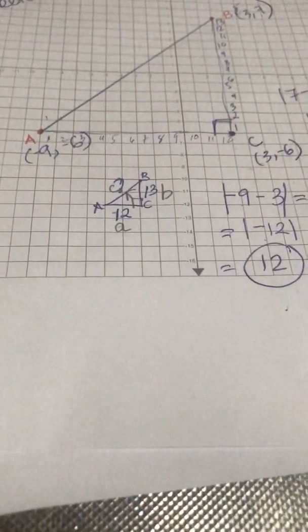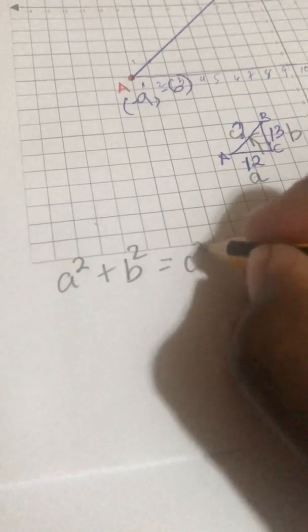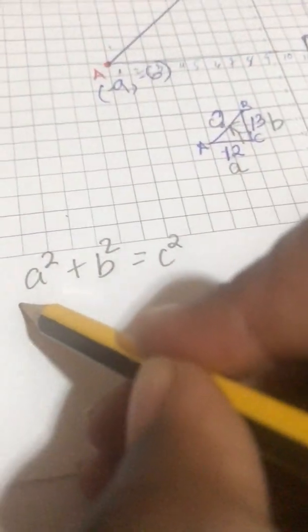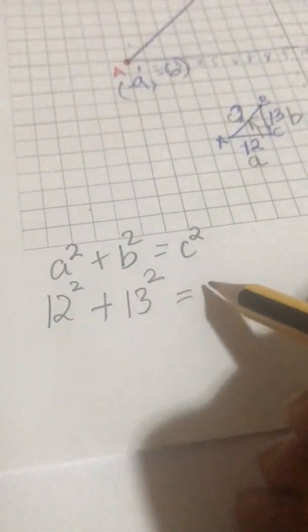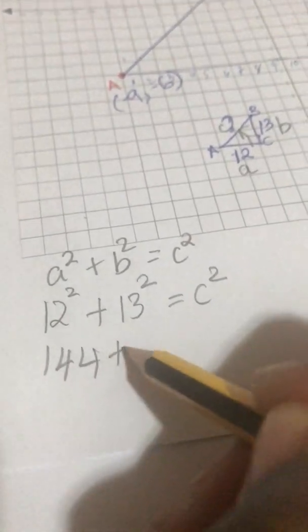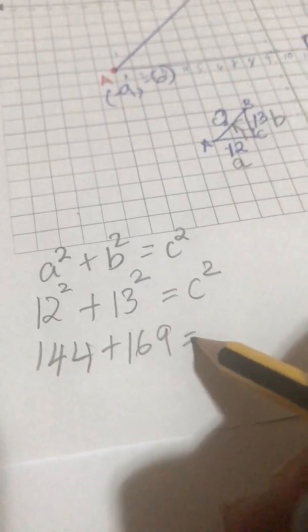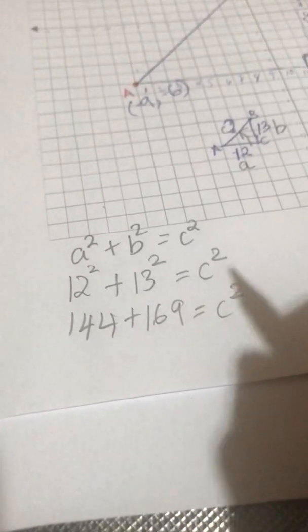I am going to use the Pythagorean theorem: a squared plus b squared equals c squared. So my a is 12, 12 squared plus 13 squared equals c squared. 144 plus 169 equals c squared. 4 plus 9 is 13.